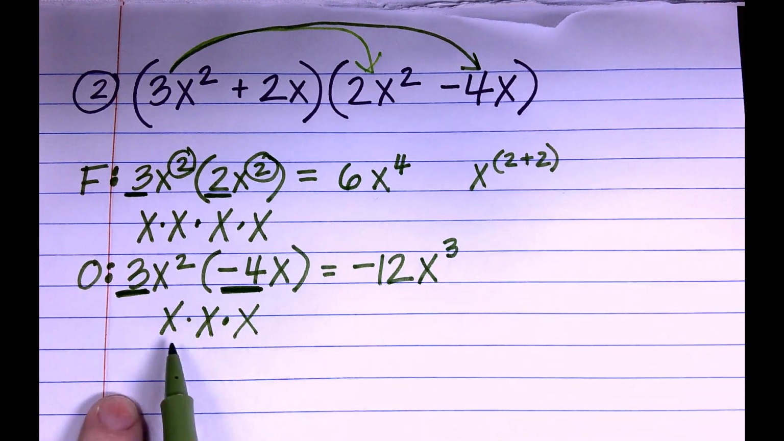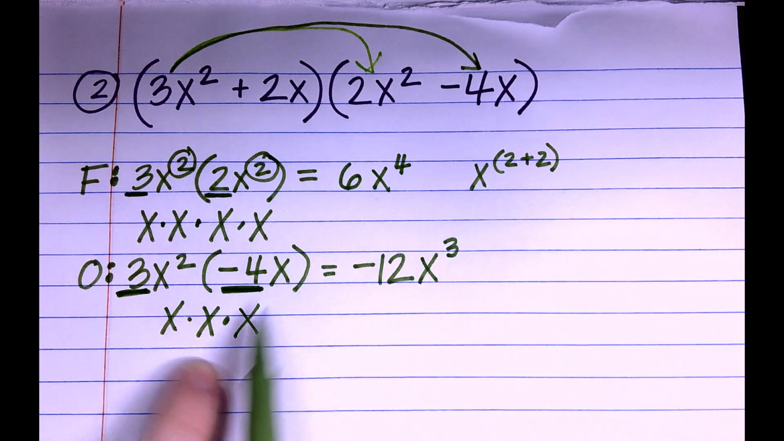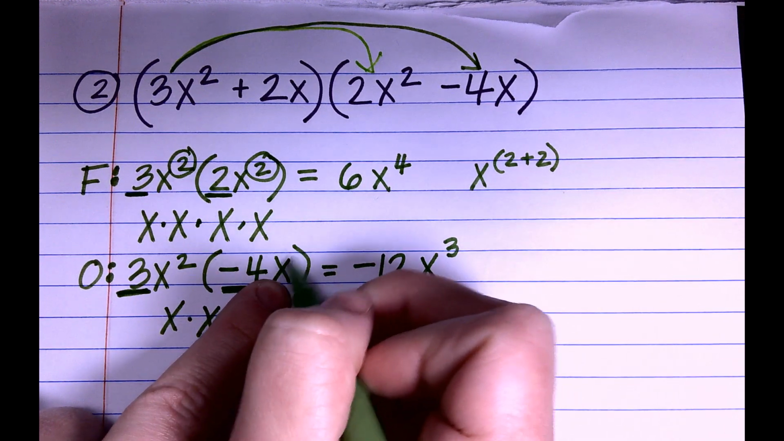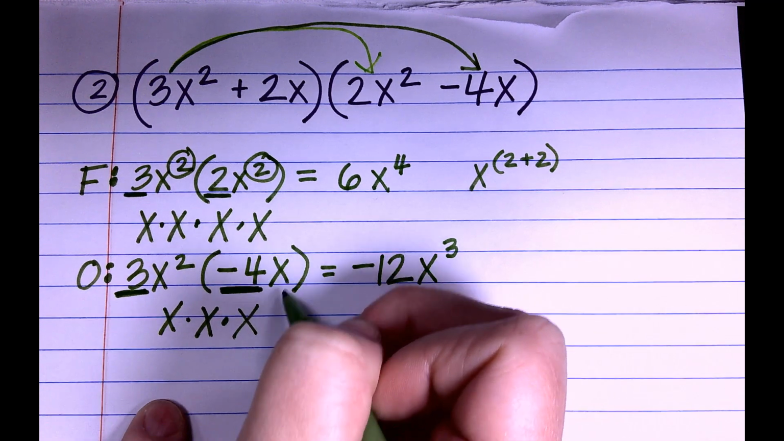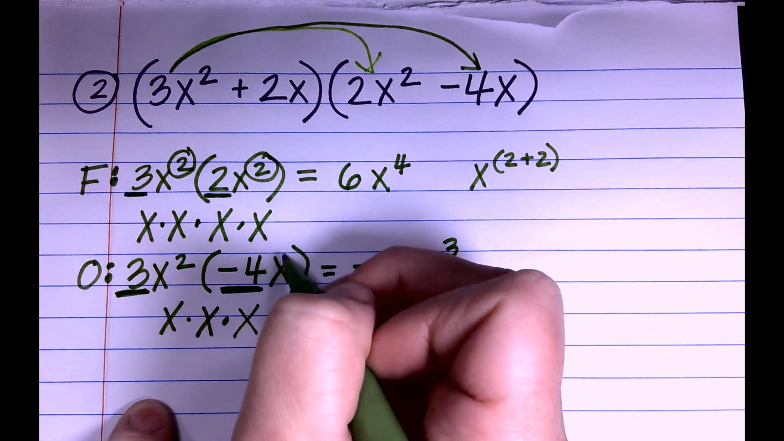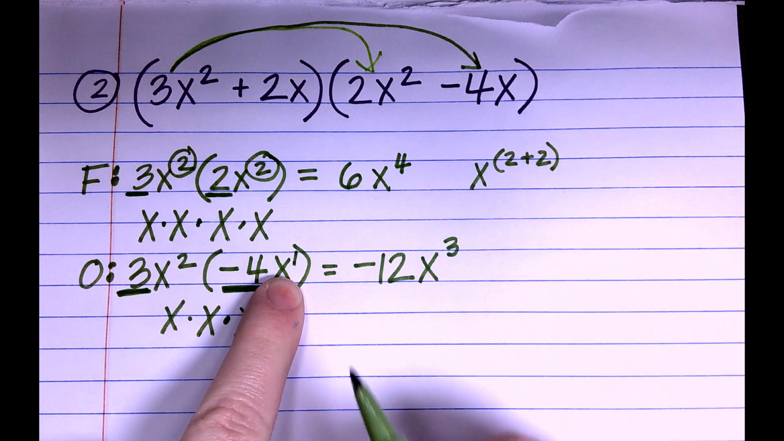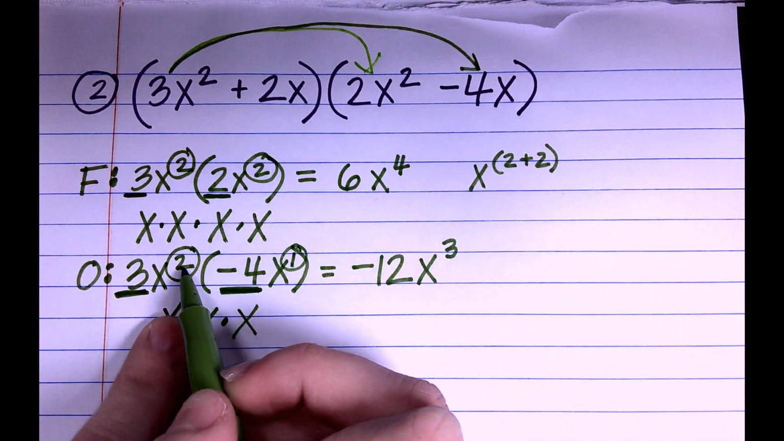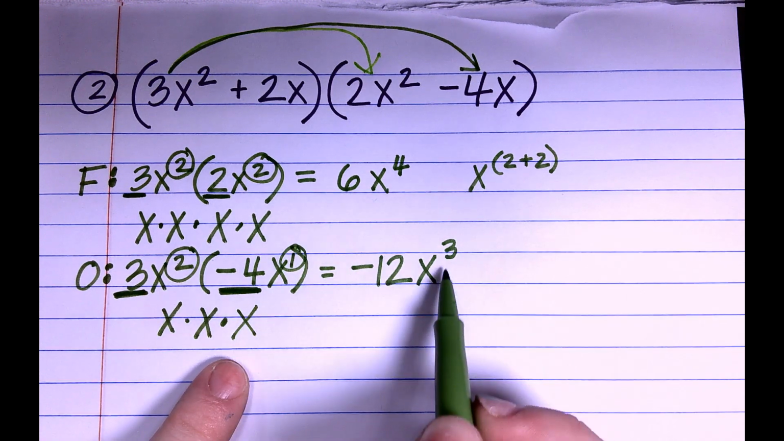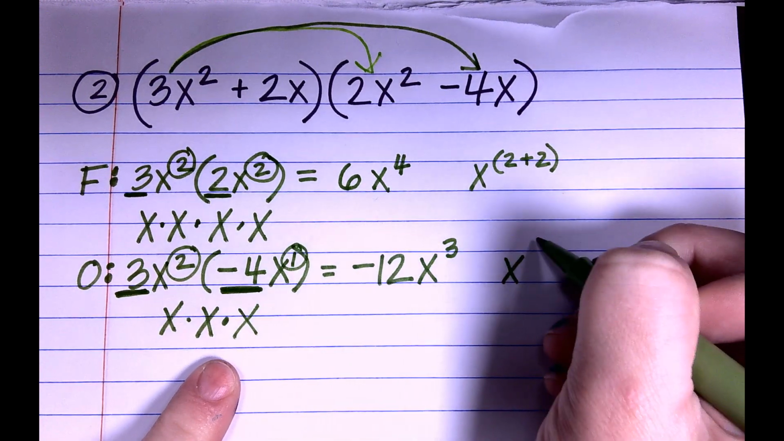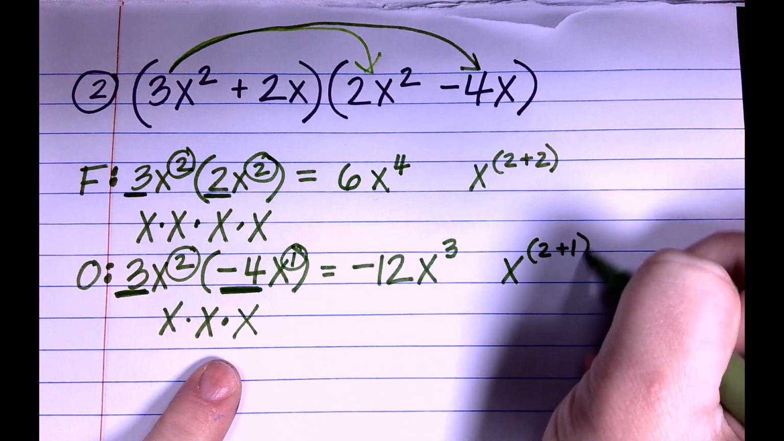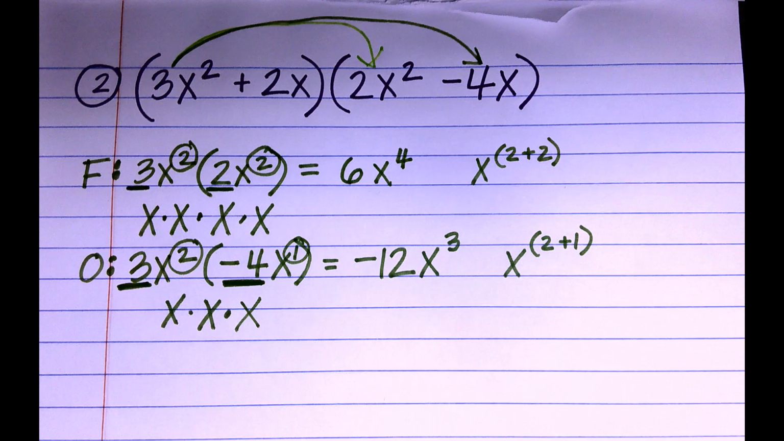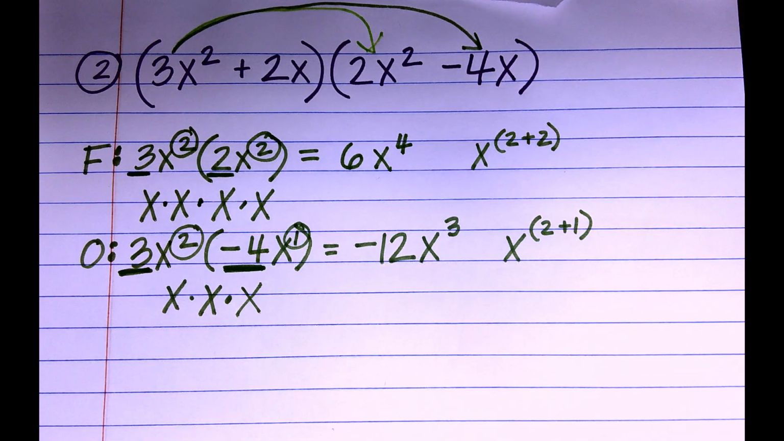We can see x squared is 2 x's. If I multiply one more x, I have 3 x's. Anytime there's not a number for an exponent, we can assume that this is like a 1 right here, an invisible 1. And same thing as we did in the first step, we're just adding 2 plus 1 to get 3. So really we did x to the 2 plus 1, and that's how we got x to the third power.